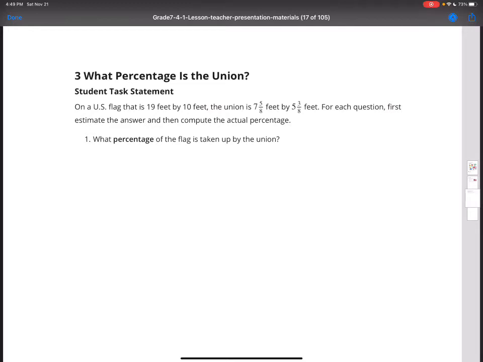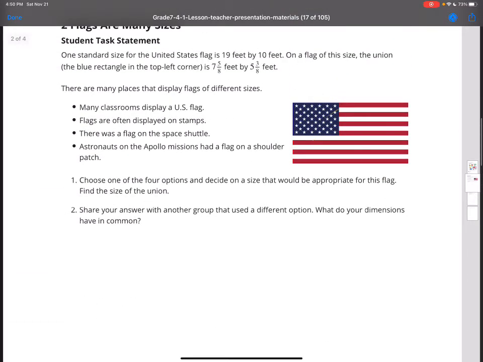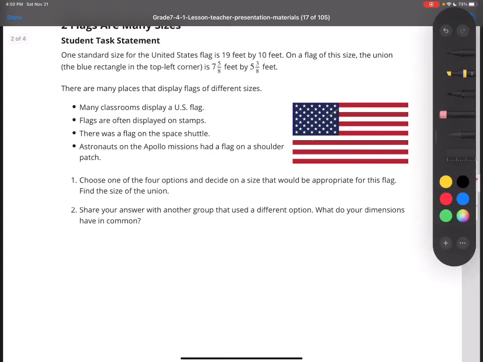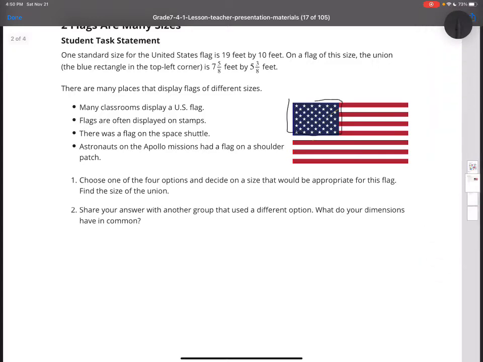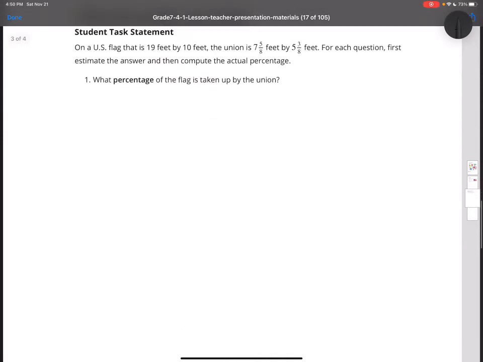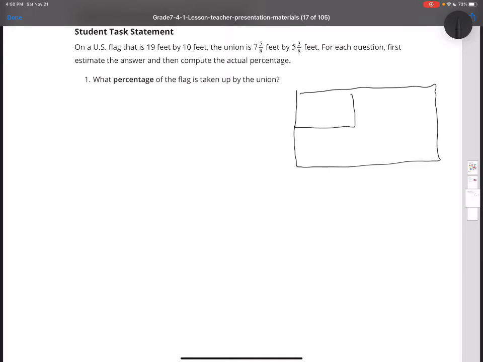Okay, guys, so the first question is saying what percentage of the flag is taken up by the Union. So basically, they want to know what's the percentage of the Union, okay? So I want to scroll up so you guys can see what is the Union, what are they talking about, which they're talking about this area right here, okay? So I want to draw like a little rectangle right here just so you guys could kind of get like a little visual of what it could actually look like. And the Union is this part.